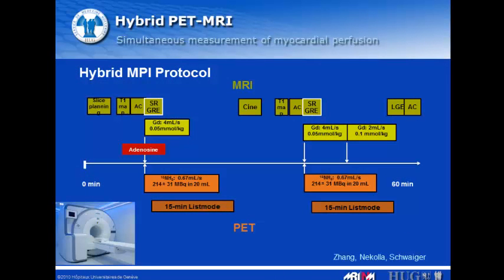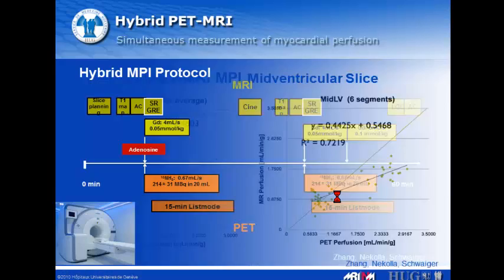How is a typical hybrid PET-MR protocol? This is the protocol as they are doing it in Munich. The whole thing takes around about 1 hour, for, on the one hand, the different MR sequences as here. They do it with gadolinium contrast also to look at late enhancement later. They do adenosine stress and then list mode acquisitions after injection of ammonia in stress and rest.